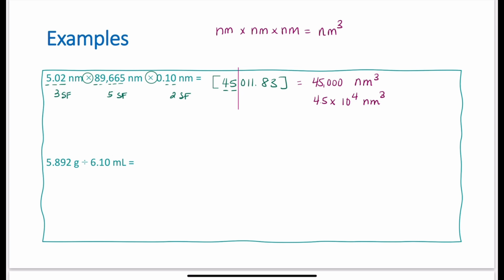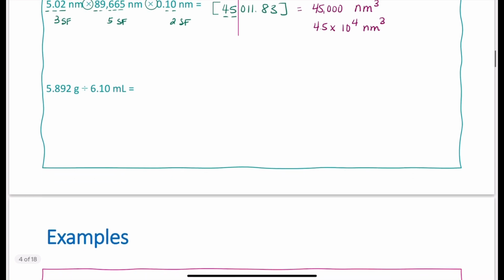Our next example here, 5.892 grams divided by 6.10 mils. When I calculate this in my calculator, my calculator tells me it's 0.9659016393. It's a lot of numbers there. We'll deal with units in a sec. Lots of numbers going on here, okay?